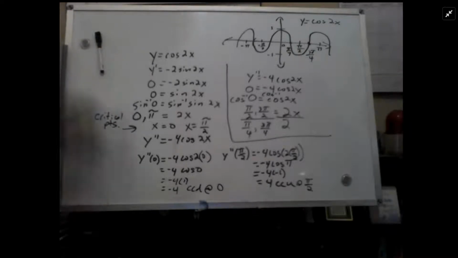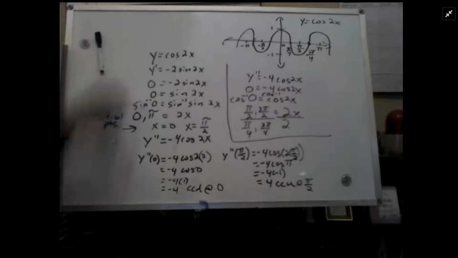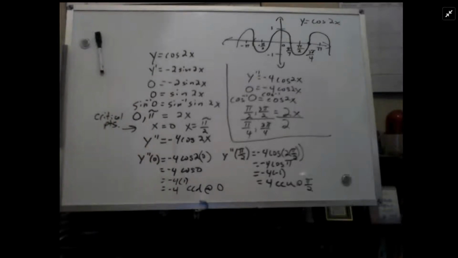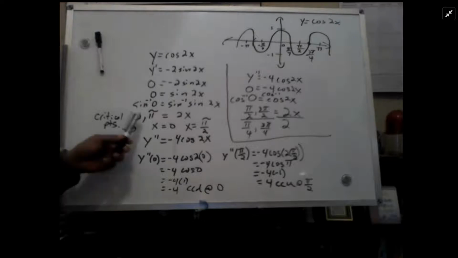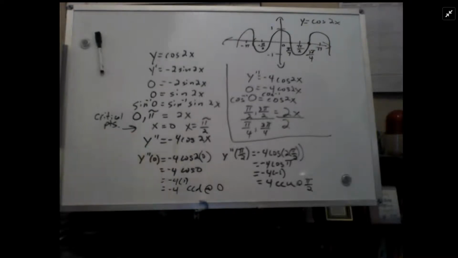So given the function y equals cosine 2x, y prime is negative 2 sine 2x. Set the y prime equal to 0. That is the horizontal tangent line. And solve for x. Divide both sides by negative 2 to make it a little easier to solve. Arc sine 0 equals arc sine of 2x, which cancels the sines. So you get 2x equals 0 primarily.